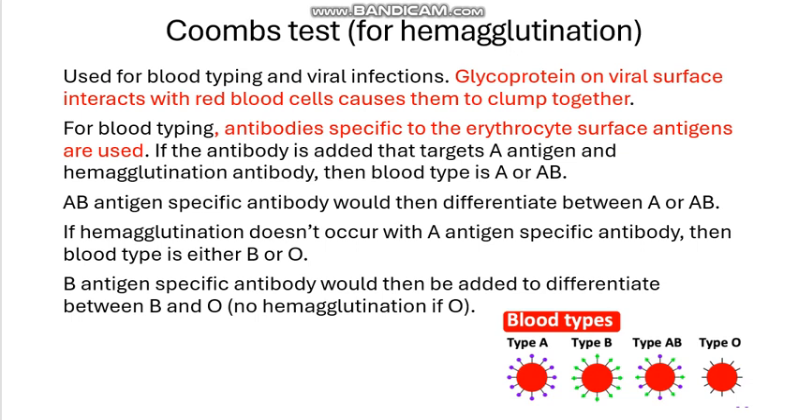We then differentiate whether it's type A or type AB by adding the B antibody that recognizes the green antigen, and if it doesn't clump together after that, if no hemagglutination occurs, then we would know that it's type A because only the type A antibody has caused hemagglutination. But if the type A and the type B antibody both cause hemagglutination, then we know it's type AB. And if neither of these cause hemagglutination, then we know it's type O.